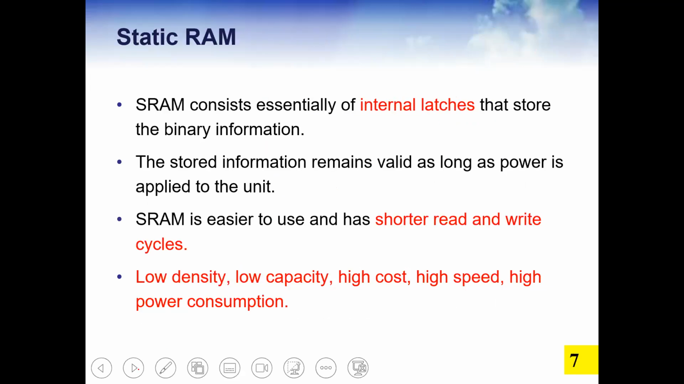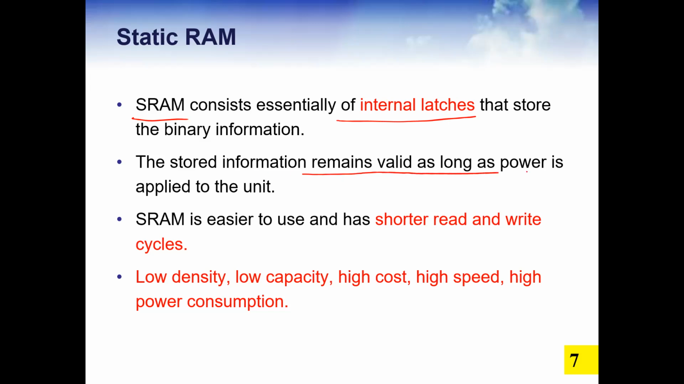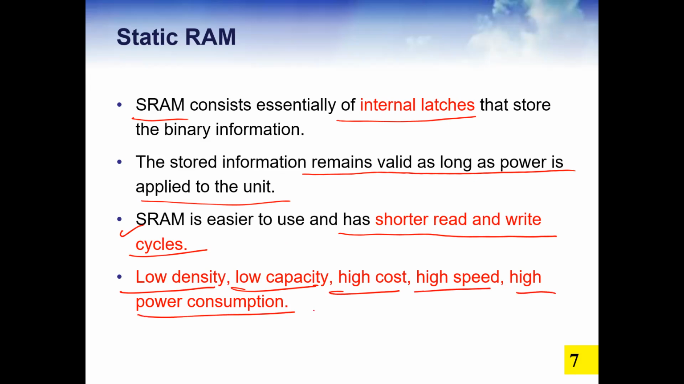Static RAM, or SRAM in short, consists of internal latches or flip-flops as the basic building block of the memory. The stored information remains valid as long as power is applied to the unit, because it is volatile. It has some characteristics. It has shorter read and write cycles. It is faster, because we have seen that flip-flops are very fast since they work on the edges. It has low density, low capacity, high cost, high speed, and high power consumption. You must know these characteristics; maybe they can be asked. So that is static RAM.